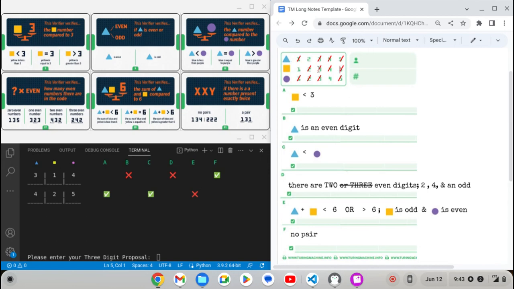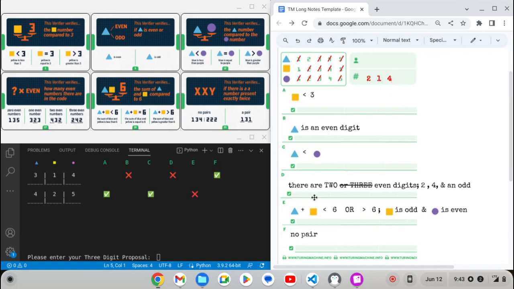Okay, so that means that our answer is 214. All right, so let's go ahead and type that up. And so let's verify that everything matches, again, based on our test. Is the middle digit square less than 3? Yes, it's a 1. Is triangle an even digit? The first digit is even, yes. Is our first less than our last? Yes. There are 2 evens, and they're both 2 and 4, and we have an odd.